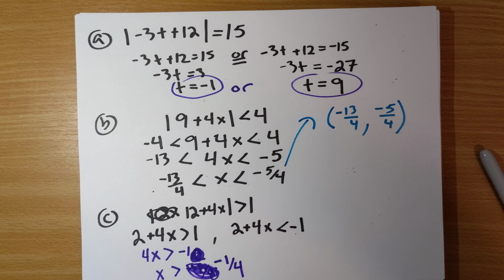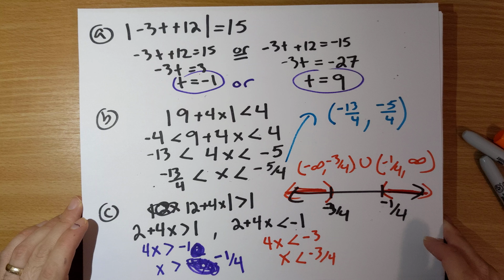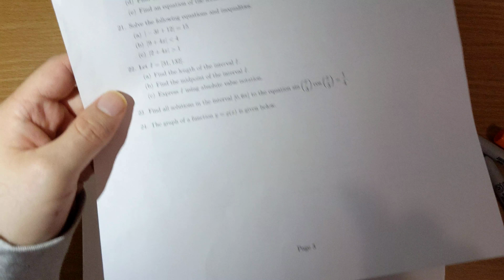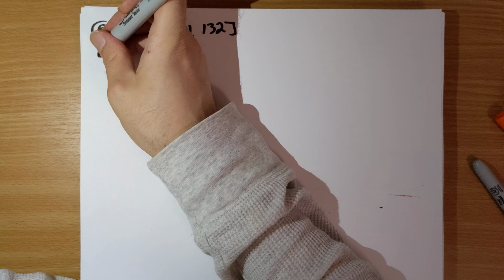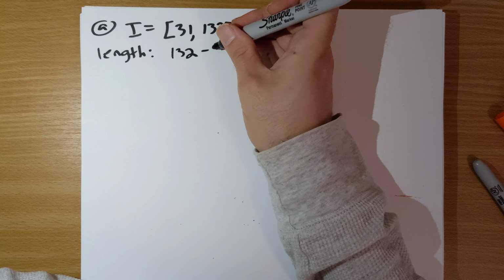Writing our answer in interval notation, this is negative infinity comma negative 3/4 union negative 1/4 comma infinity. So that's how we take care of this kind of problem. Related problem, here we have an interval. I is the interval from 31 to 132. So first off, we were asked to find the length. It's just 132 minus 31, which is 101.